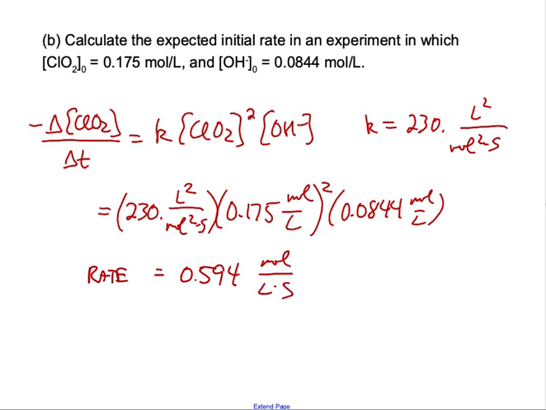Okay? So that's it for the method of initial rates for determining the rate law for a reaction that has multiple reactants. And in the next video, we will learn about integrated rate laws.